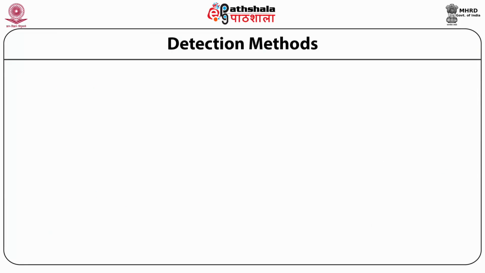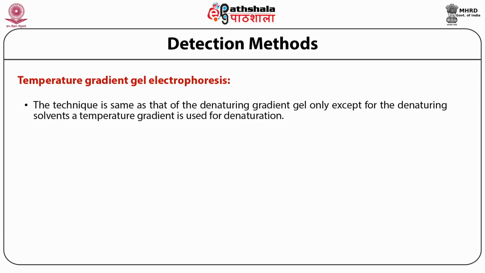Fourth is temperature gradient gel electrophoresis. The technique is the same as that of denaturing gradient gel, except that instead of denaturing solvents, a temperature gradient is used for denaturation. The next is single strand conformation polymorphism, that is SSCP.